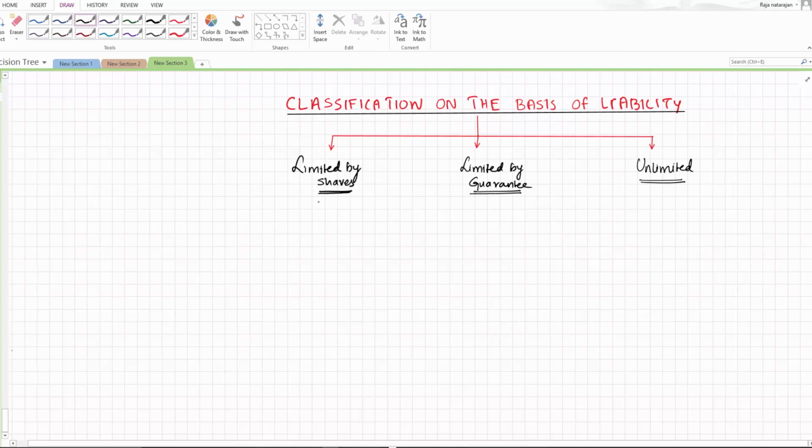Now, what do we mean by company limited by shares? For this, we have to look at section 2, subsection 22. It says that when the liability of the members of a company is limited by memorandum of association to the amount unpaid on the shares held by them, it is known as company limited by shares.